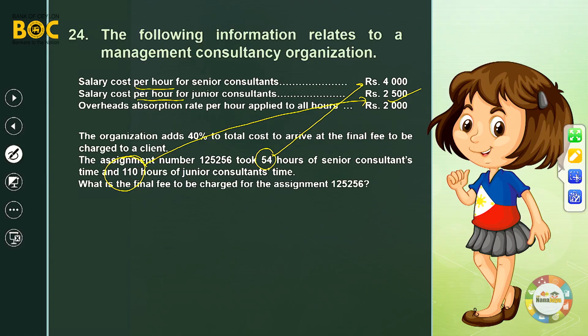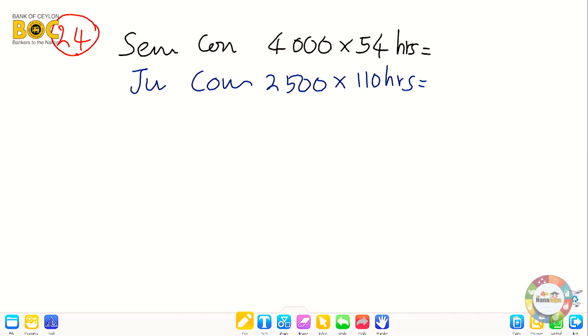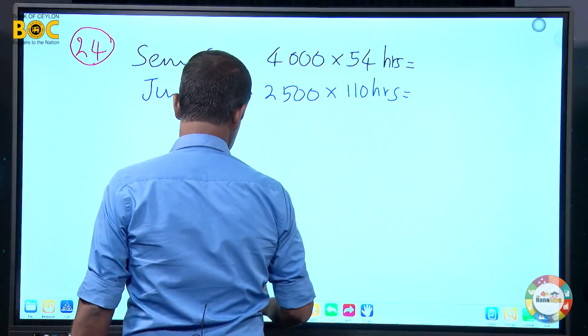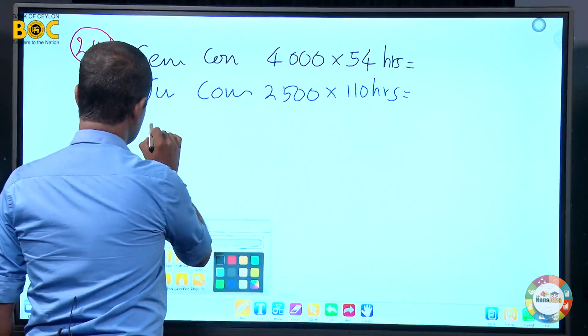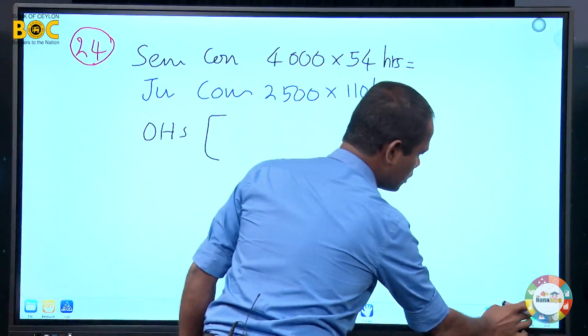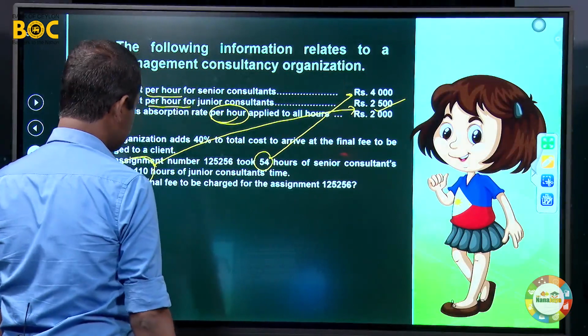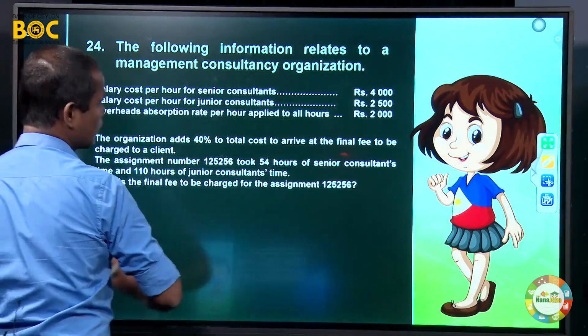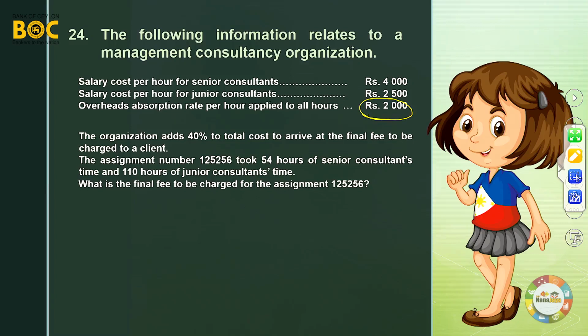The overheads. Overhead absorption rate per hour applied to all hours. Overheads: the overhead absorption rate, how much? The overhead absorption rate is 2,000.